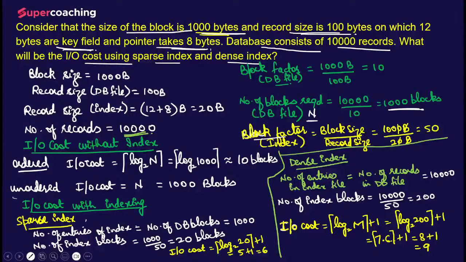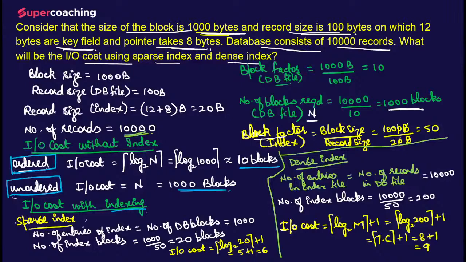So we have summarized whatever we have discussed. We talked about the IO cost without index. So IO cost without index में हमने दो concept discuss किए हैं, for ordered file and for the unordered file. We have got the cost for ordered file and for unordered file.